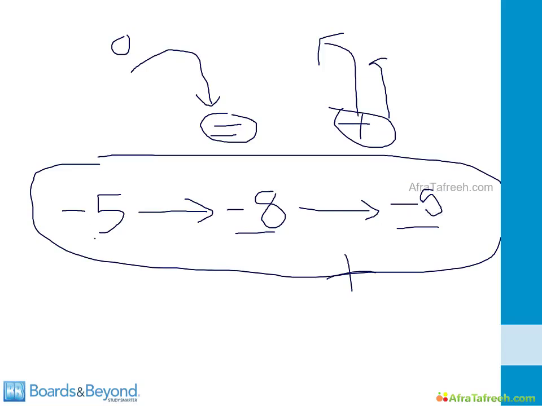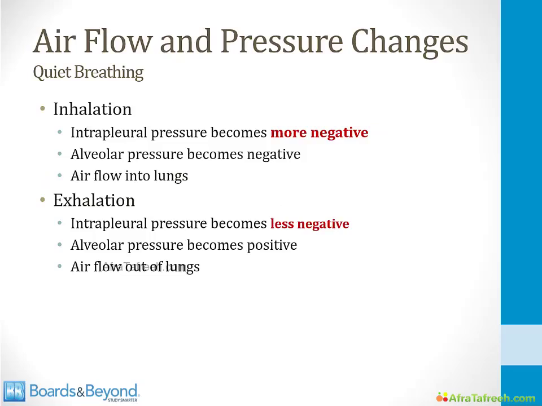What's confusing is the numbers. It goes from negative to more negative to less negative, but don't let that throw you. The idea is very simple. You're creating more suction force to draw air in, or creating less suction force to push air out. So I've summarized these points here.